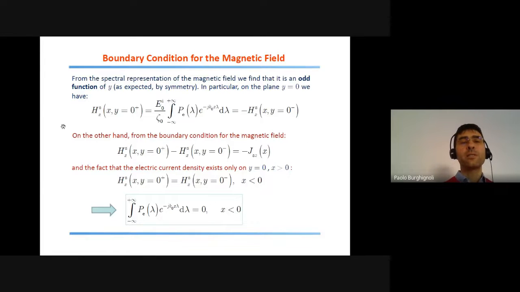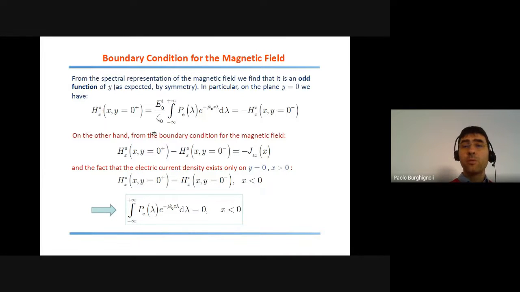On the other hand, let us see what happens to the magnetic field. Now, the magnetic field is an odd function of y, as you can see directly from its spectral representation, or also from physical considerations. In particular, if you evaluate the magnetic field on the plane y equals 0, what you get is that on the plus side of this plane, that is when y is equal to 0 plus, this is the expression you get that is equal and opposite to the expression of the magnetic field on the other side of the same plane, that is where y is equal to 0 minus.